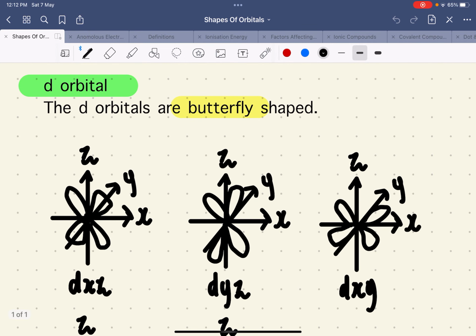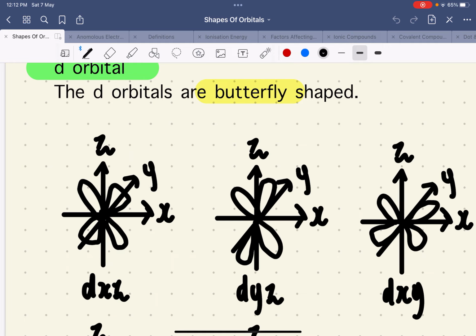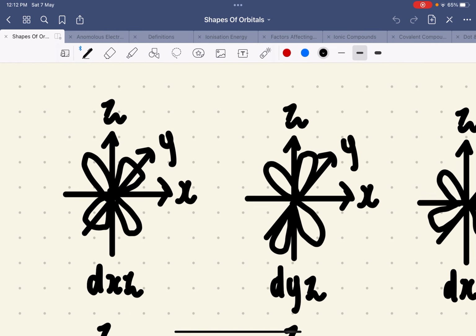The d orbitals. D orbitals are butterfly in shape. Now, when we look at the dxy orbital, it is quite simple in the sense that we can visualize them. We can see that they are along the xy plane. Now, suppose this is the xy plane. You can see that they are along the xy plane. See, it's fairly simple, right?